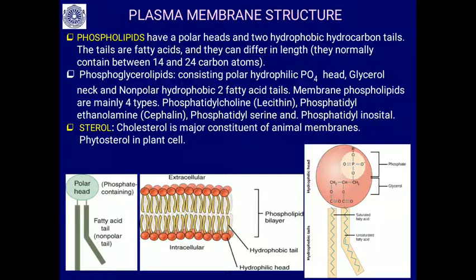Phospholipids have a polar head, which you can see here. So this is how the phospholipids have a polar head and two hydrophobic hydrocarbon tails, fatty acid non-polar tails, hydrophobic in nature. The tails are fatty acids and they can differ in length. The fatty acids in this tail contain 14 to 24 carbon atoms. They may be saturated or unsaturated.